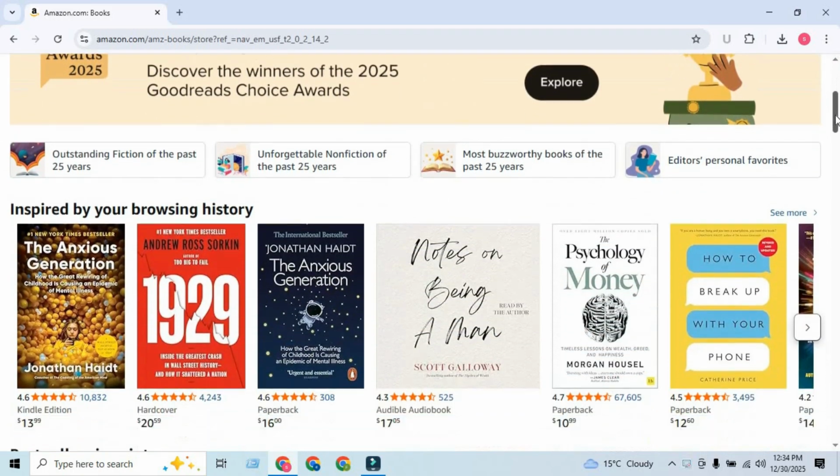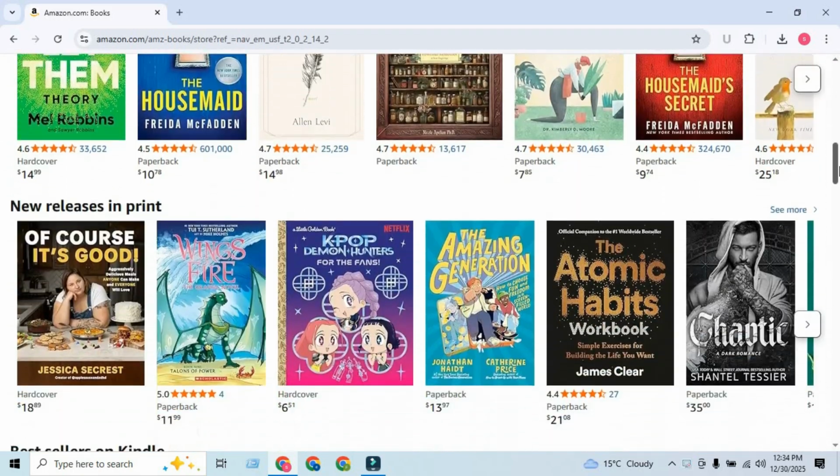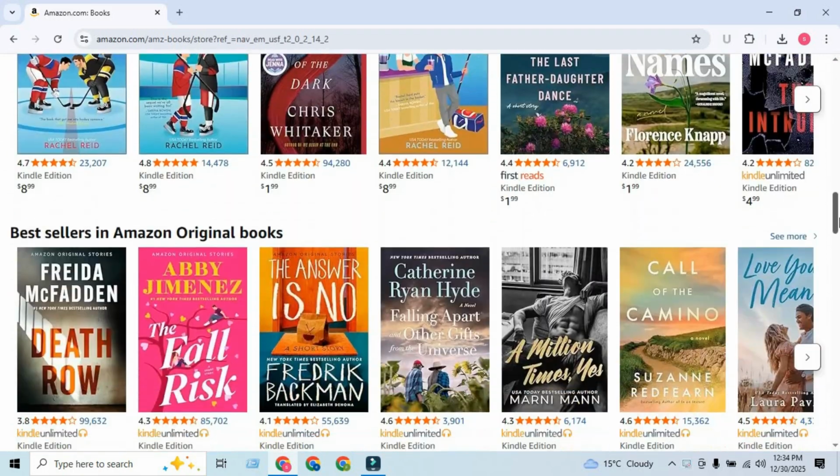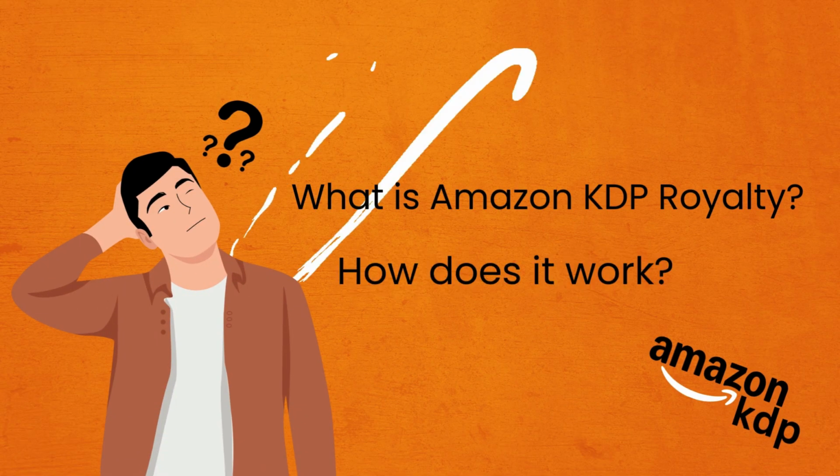Many beginners, when they think about Amazon KDP, have one main question in mind. What is Amazon KDP royalty and how does it work? This is a very valid question because without clearly understanding the income system, you cannot properly set your business goals.